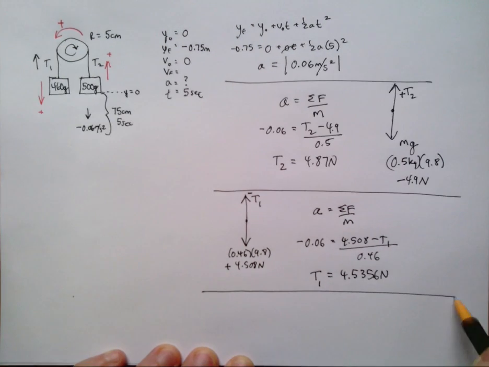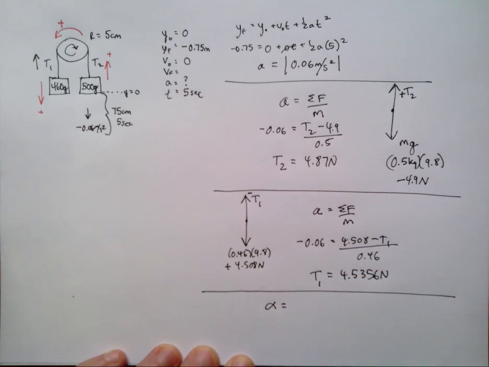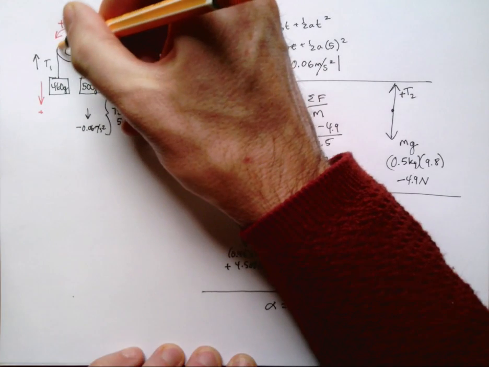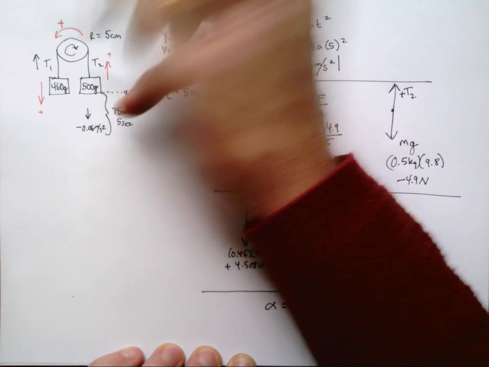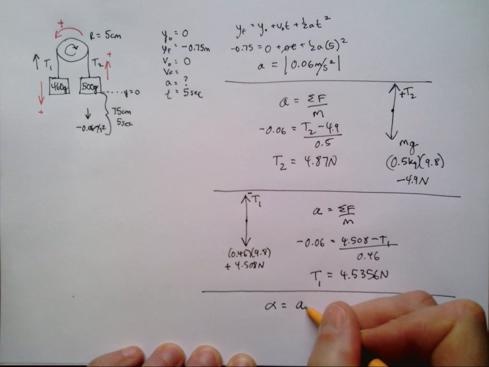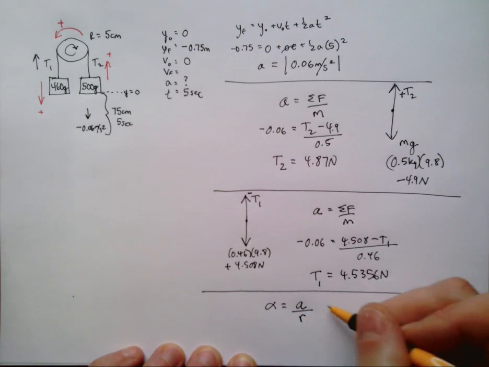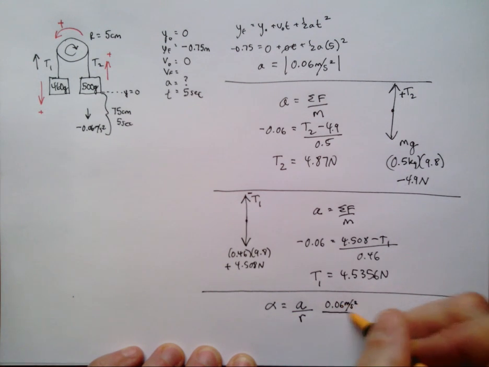Okay, next question was finding the magnitude of the angular acceleration. And here, very easy. We already have the linear acceleration of the string, and that's going to be the same as the linear acceleration of the outside of the wheel. So by simply taking the linear acceleration and dividing by the radius, we're going to get our answer. So 0.06 meters per second squared divided by how many meters one radius is, 0.05 meters.